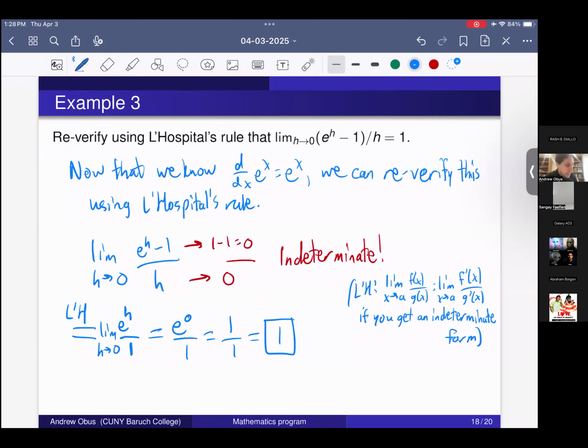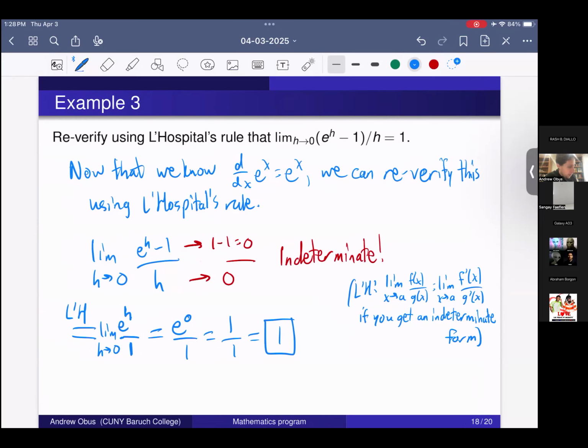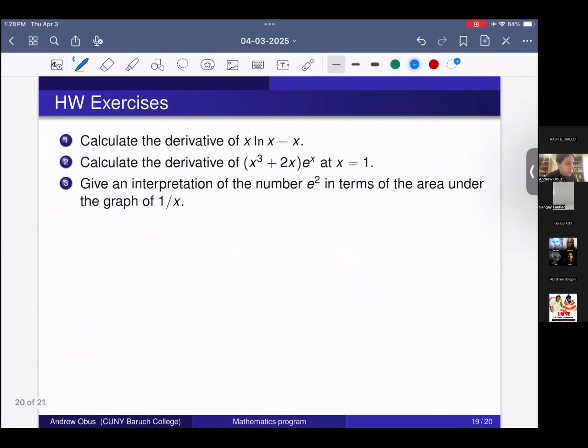Okay. So I think that's it. Yeah. So we'll end a little bit early today, partly because I don't have as much energy as usual. So some homework exercises. The first one: calculate the derivative of x times the natural logarithm of x minus x. For this, you're going to have to use the product rule. Second one is again, calculate the derivative of x cubed plus 2x times e to the x at x equals 1. This is again going to be a case of the product rule.